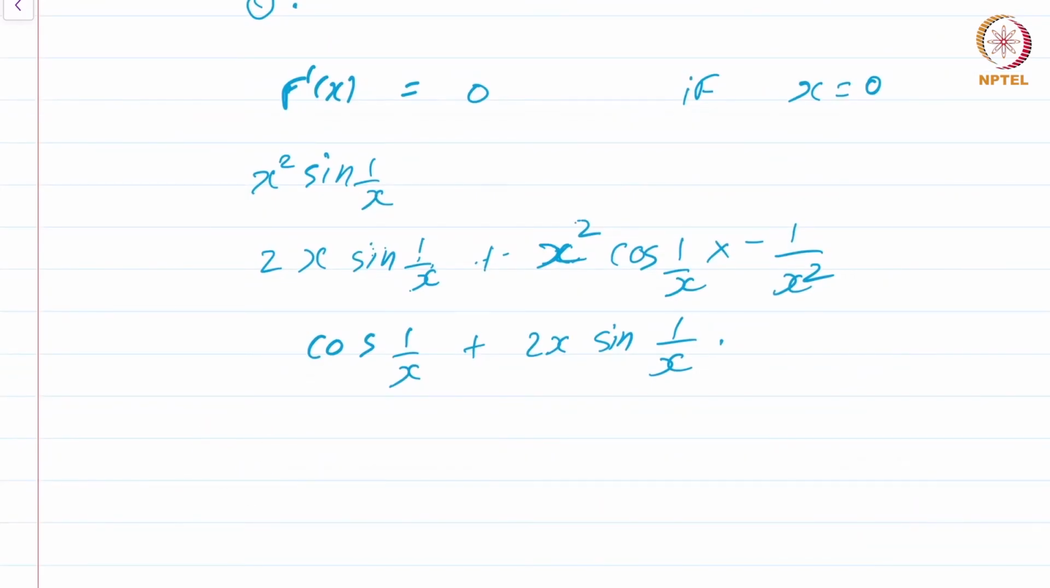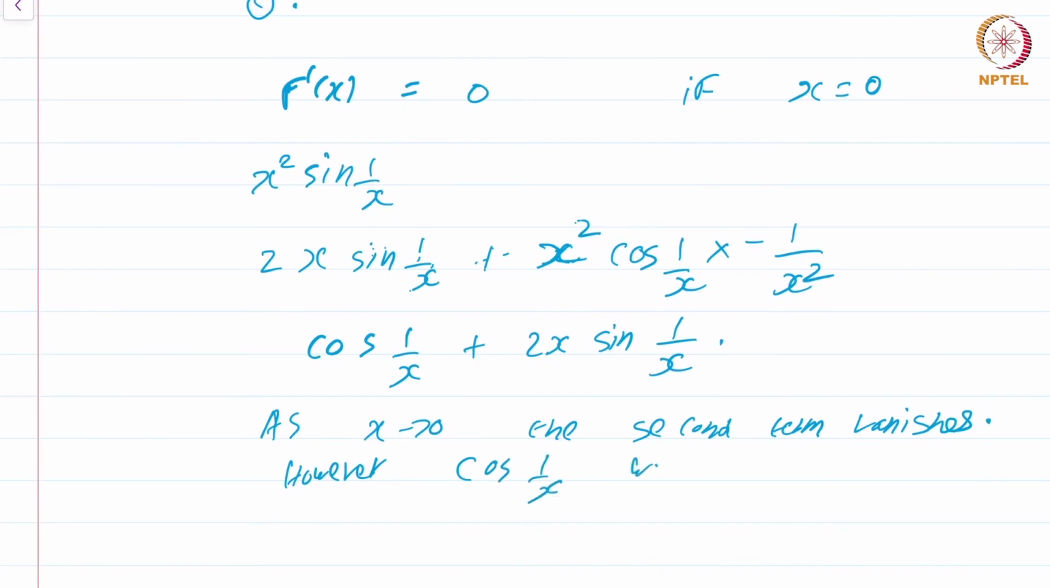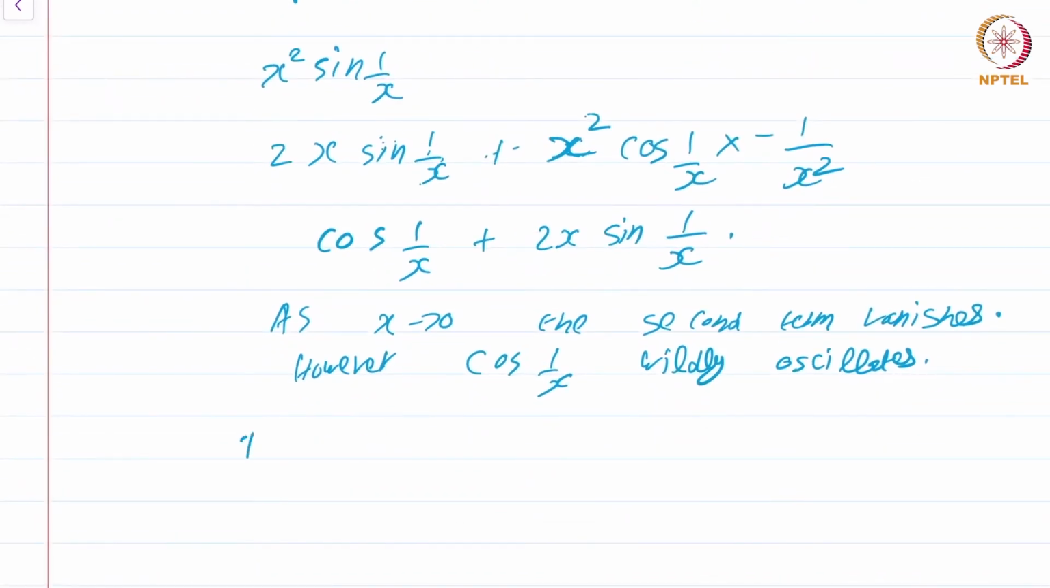Now let's take the limit as x goes to 0 of this. As x goes to 0, the second term vanishes. However, cos 1 by x wildly oscillates, which means this function, the derivative f prime of x, is not continuous at 0.